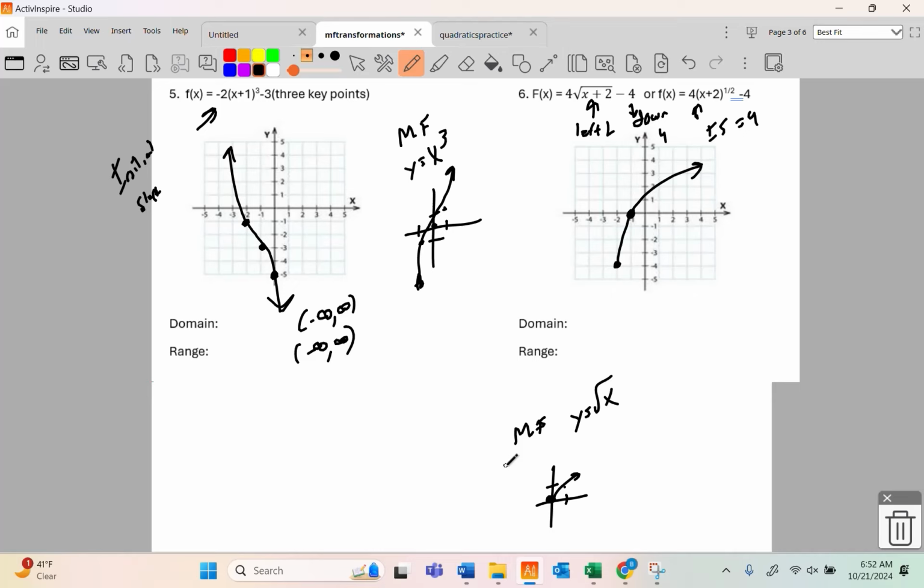Now, this one's domain is going to be a little trickier for some. It has a low x value of -2, and then it runs right forever. Its range, we have a low y value of -4, and then we rise forever. Moving forward.